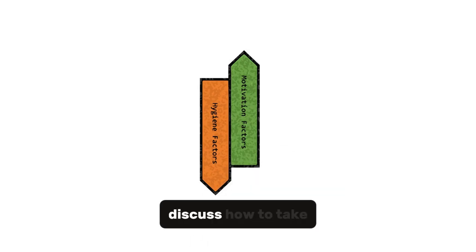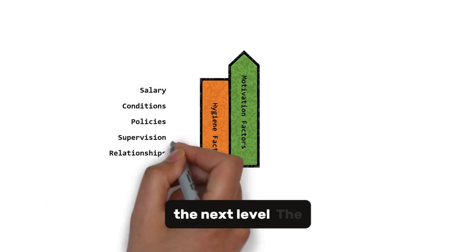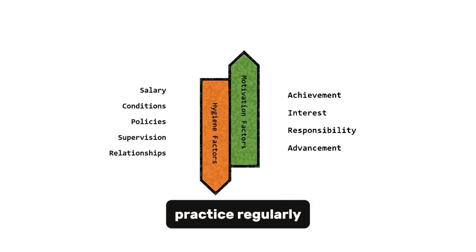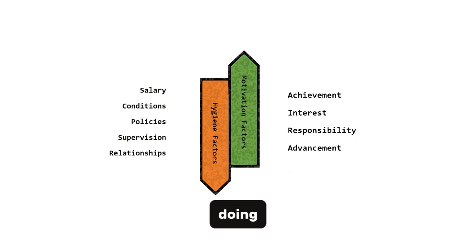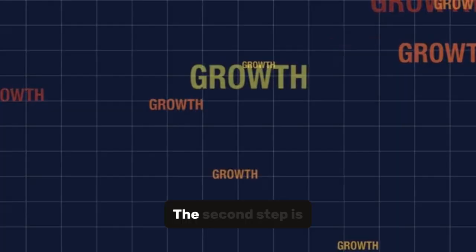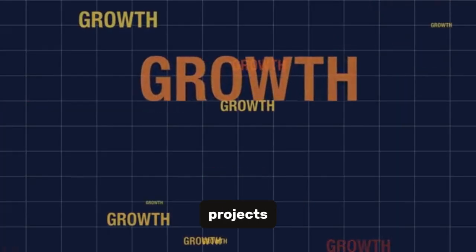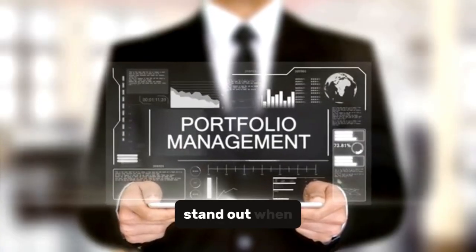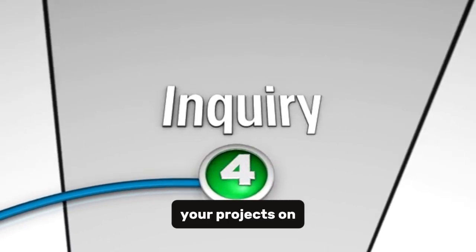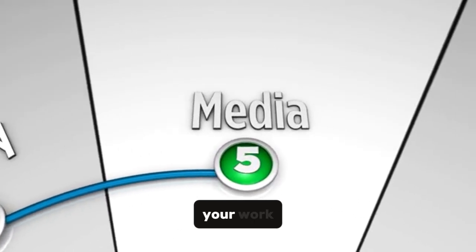Finally, let's discuss how to take your AI skills to the next level. The first step is to practice regularly. The best way to learn AI is by doing, so try to work on as many projects as possible. The second step is to build a portfolio of your projects. This will help you stand out when applying for jobs or internships. You can showcase your projects on GitHub or create a website to host your work.